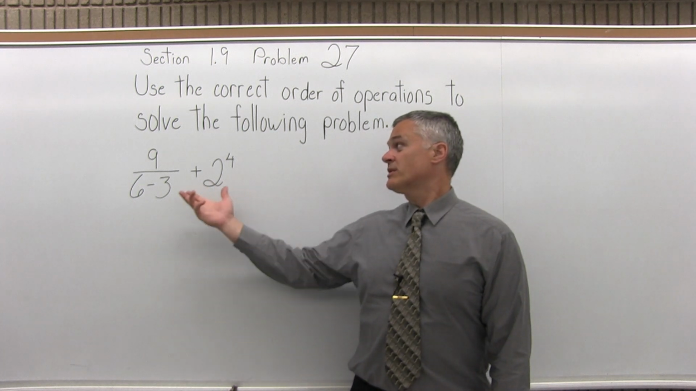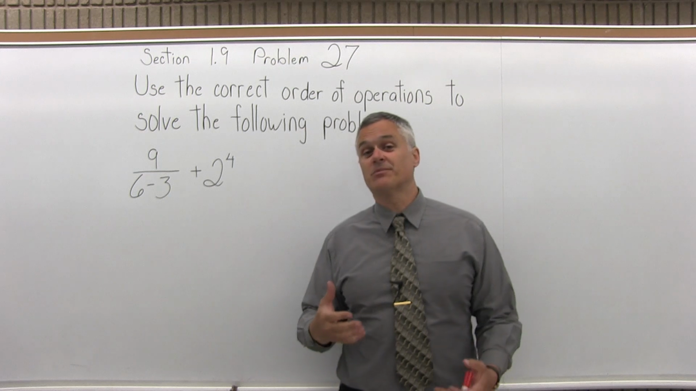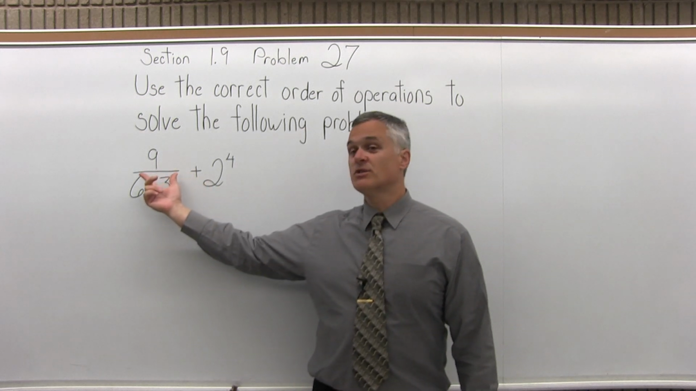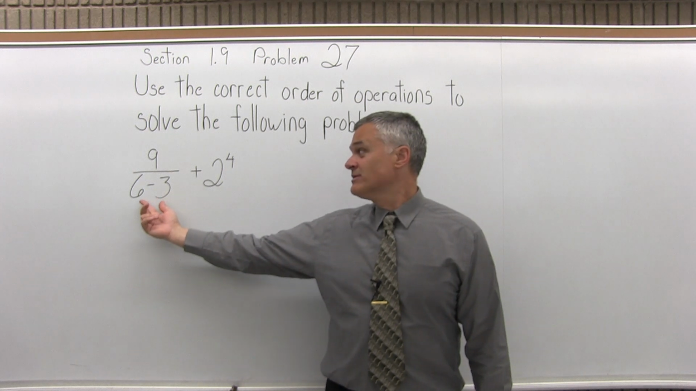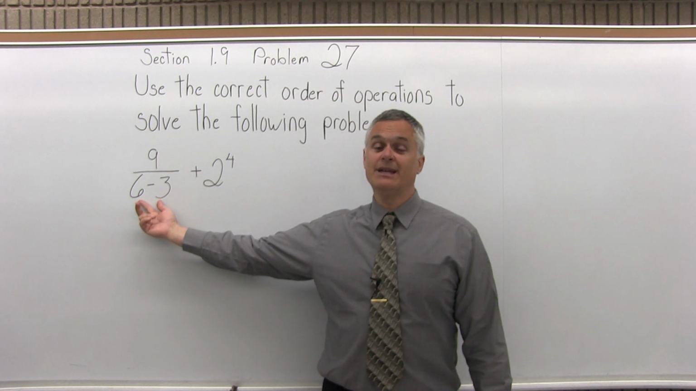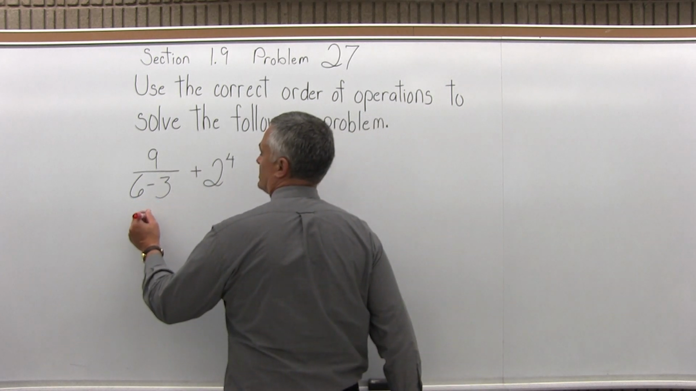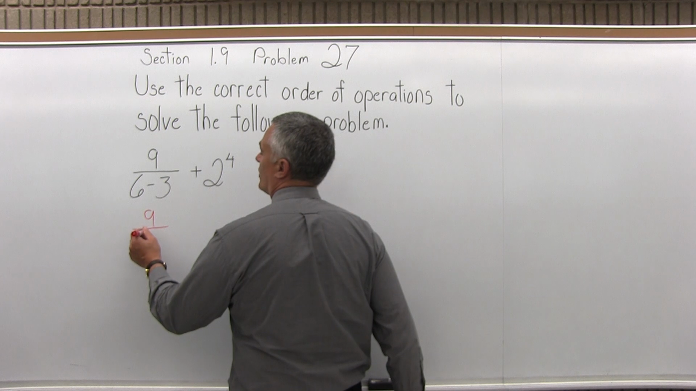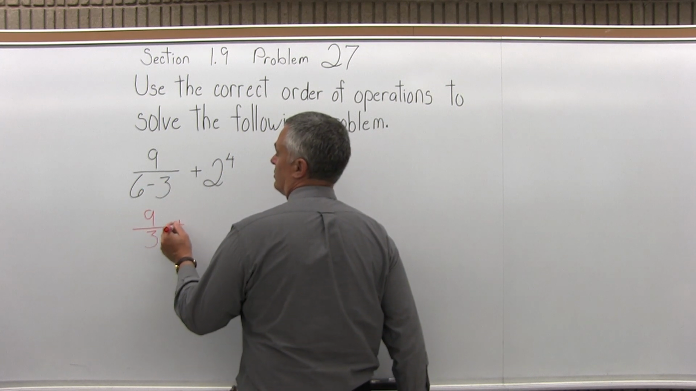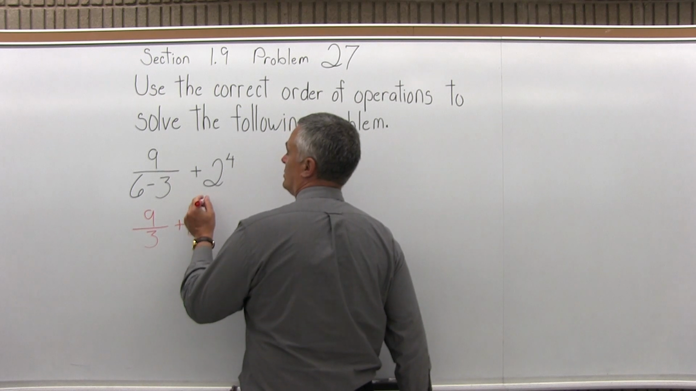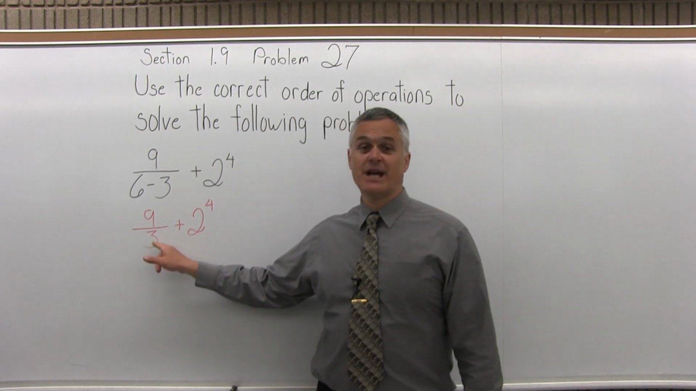So with any problem like this with the order of operations, you need to do parentheses or grouping symbols first, and it doesn't appear that we have any, but the fraction bar is a type of grouping symbol, like parentheses. So I have some work underneath the fraction bar. I need to deal with that first. So the fraction becomes 9 over 3, because 6 minus 3 is equal to 3, plus 2 to the 4th power. Now, the 9 over 3 is really 9 divided by 3.